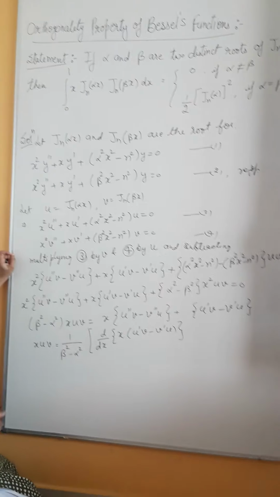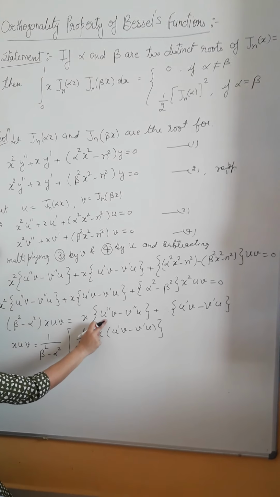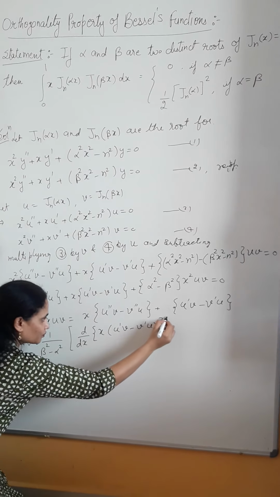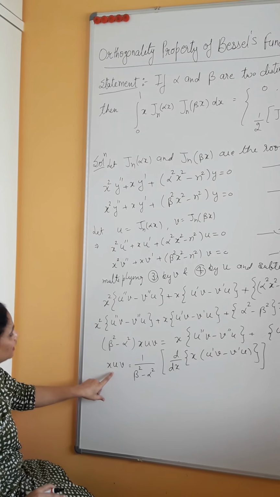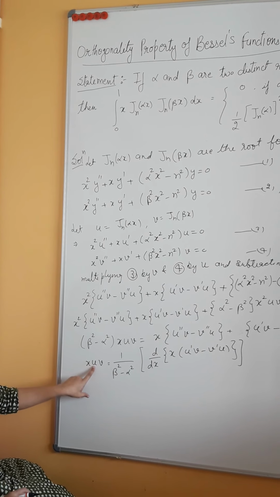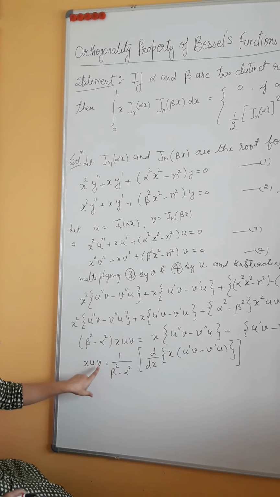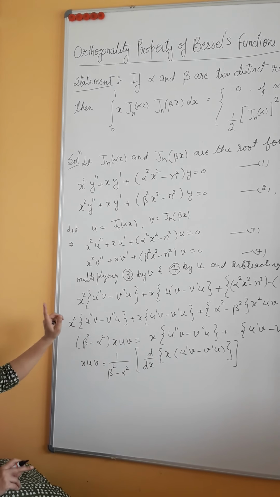This term you should verify on your own. You expand this, differentiate this one, and you see whether you are getting it or not. Okay. So we have reached this step. Now you see this. Is it matching the property? We are getting x u, where u means J and alpha x, v means J and beta x. So we have reached the left hand side value.